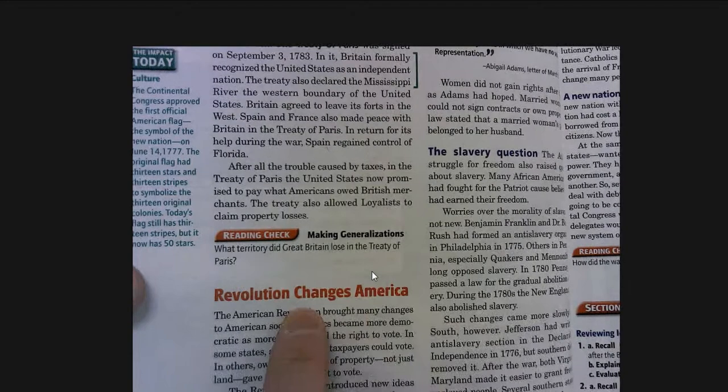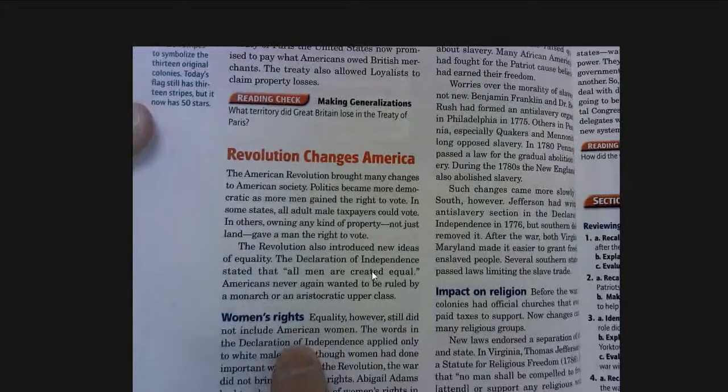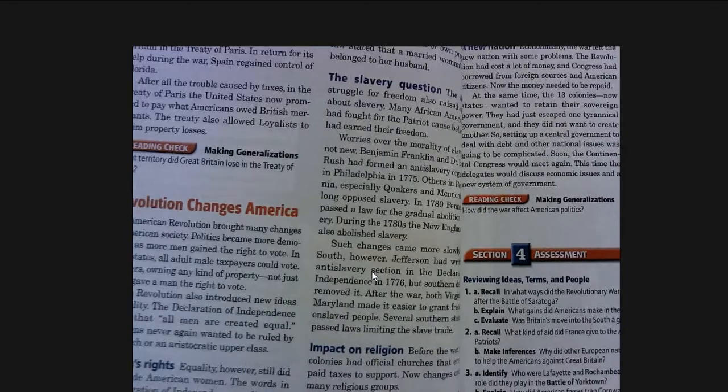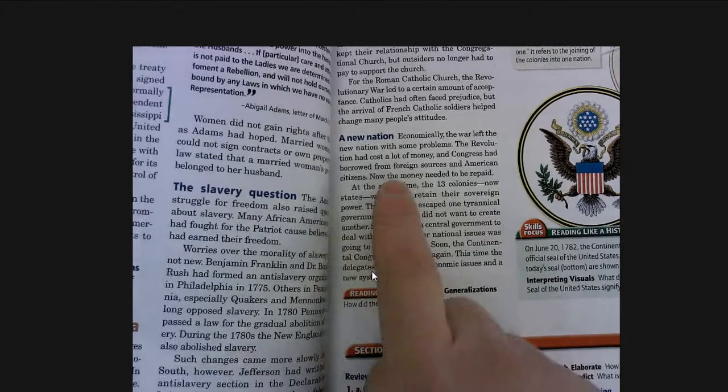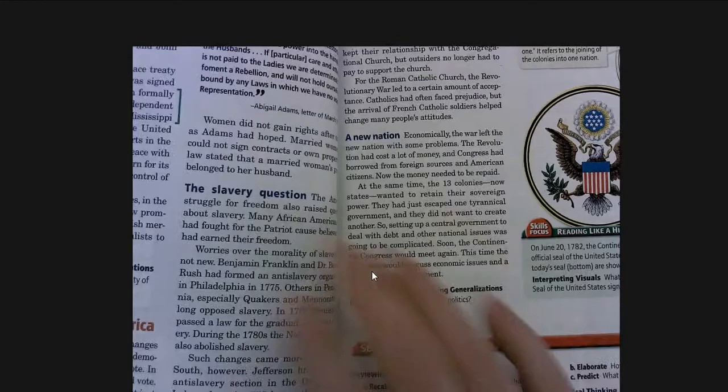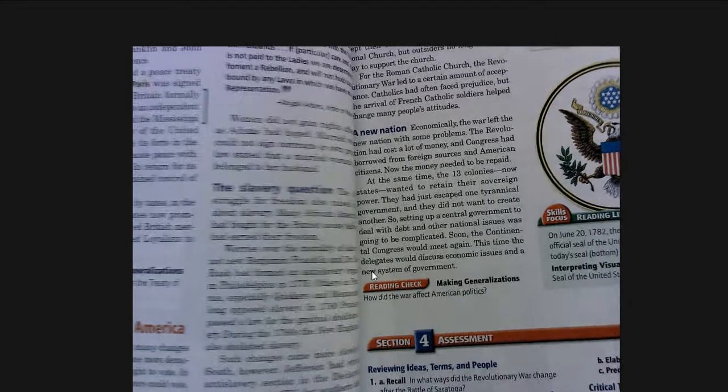Okay. We're going to read about the Treaty of Paris. We're going to read about women's rights, the slavery question, impact on religion, and then a new nation, which is sort of the ending of this whole chapter. So I'm going to start with the Treaty of Paris.